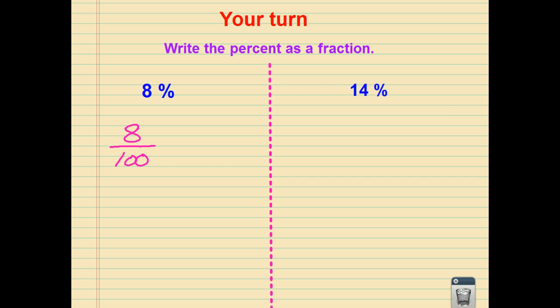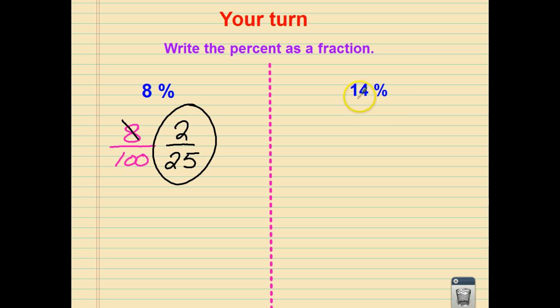Good. They're both divisible by 4. We know that 4 would go into both of them. You might be thinking of 2 because they're both even, but try to find the largest number. It'll save you a lot of time. So 4 goes into 8 2 times, and 4 goes into 100 25 times. So that is the fraction in simplest form.